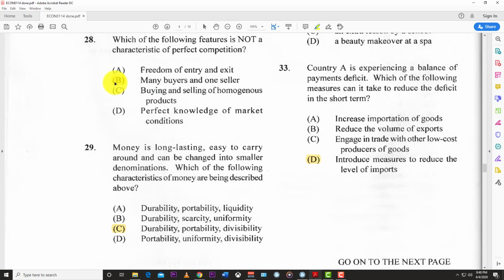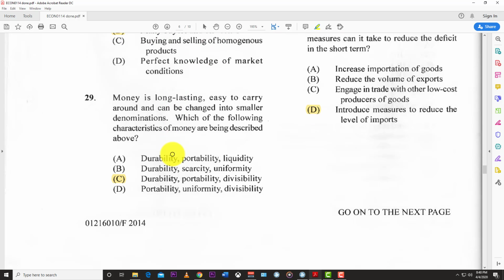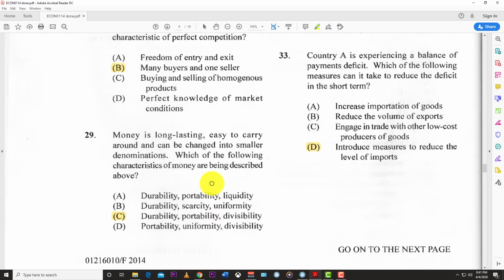28, which of the following is not a characteristic of perfect competition? And the best answer here is B, many buyers and one seller. This is a characteristic of monopoly. 29, money is long-lasting, easy to carry around, and can be changed into smaller denominations. Which of the following characteristics of money are being described above? The best answer here is C, durability, long-lasting, portability, easy to carry around, and can be changed into small amounts, divisibility. So it's C.